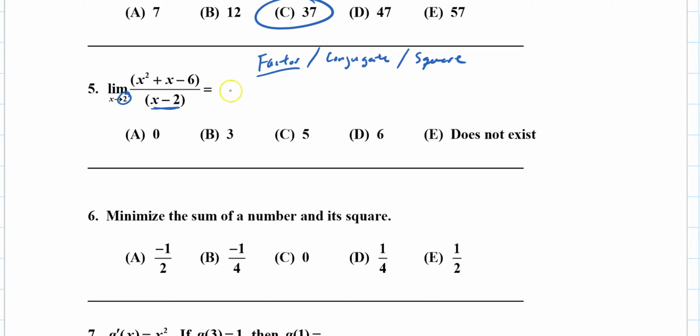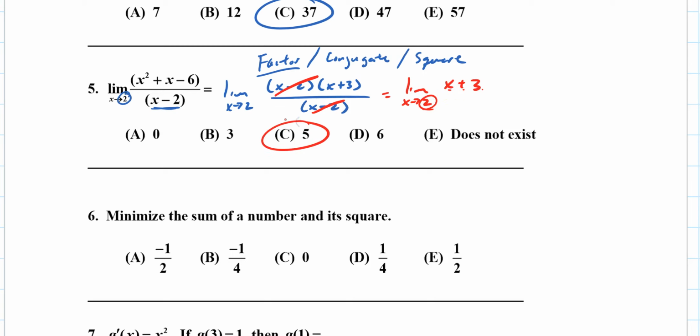So the numerator can factor to be x minus 2 times x plus 3, and the denominator is just x minus 2. And now that I do that, now I can cancel out those x minus 2's. So I have the limit as x approaches 2 of x plus 3. Now that is a function that I can evaluate at 2. So if I plug that in, 2 plus 3 is 5.